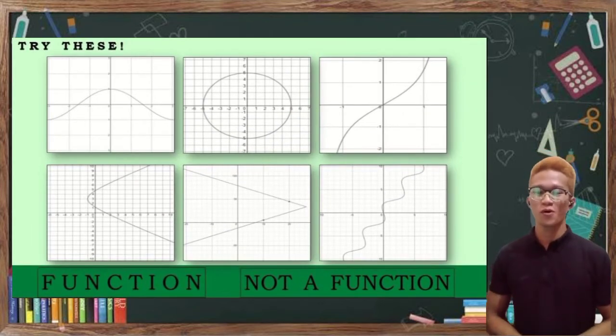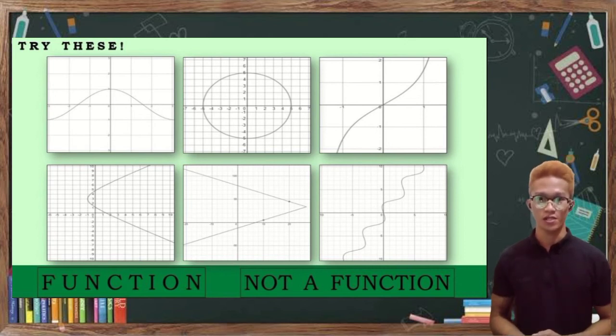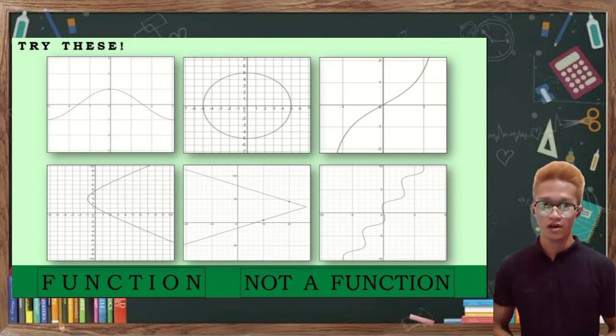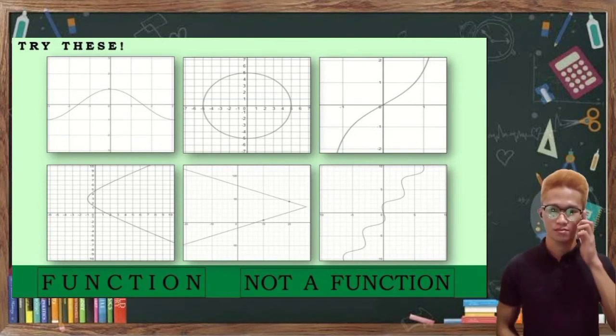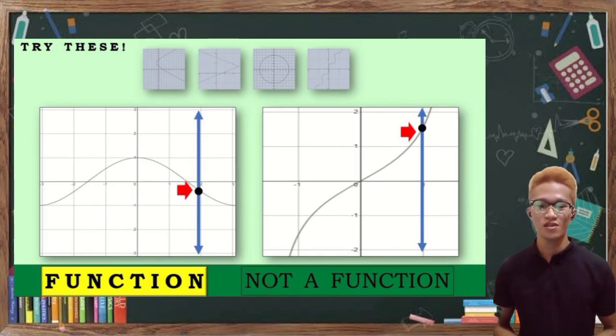Okay, now let's try for more examples to make sure that you can identify a graph if it's a function or not. Go ahead and take all the time that you need to identify which are functions or not a function. Okay, are you now done? Let's check your work. So, as we can see, there are 2 out of 6 given graph that is a function, and there has 4 given graph that was not a function. Very good, you have done a very good job.